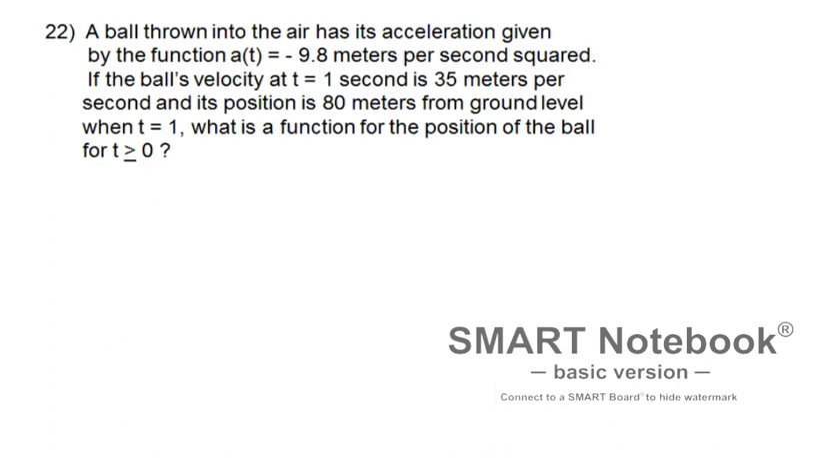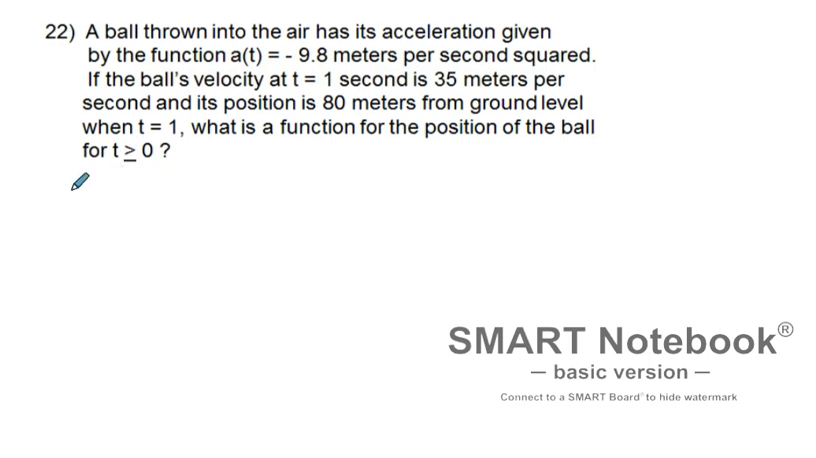Okay, 22, which is our last one here. A ball thrown in the air has acceleration given by the function a of t equals negative 9.8 meters per second squared. The ball's velocity at t equals 1 second is 35 meters per second, and its position is 80 meters from ground level when t equals 1. Find a function for the position of the ball, where t is greater than or equal to 0.